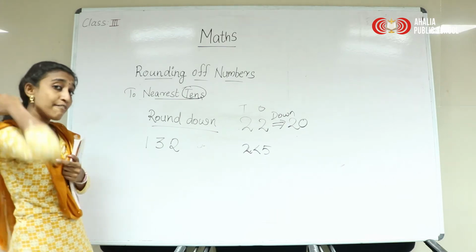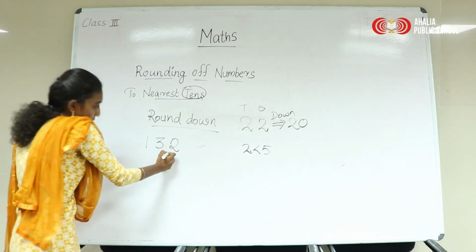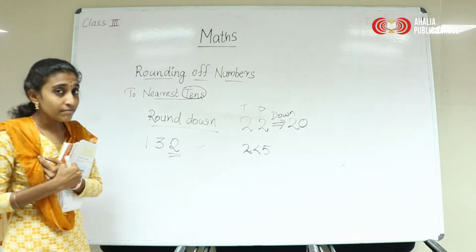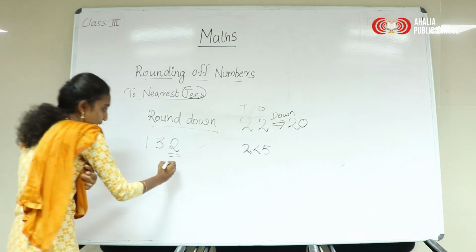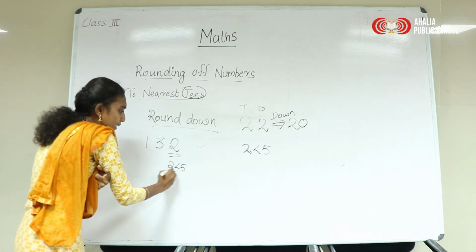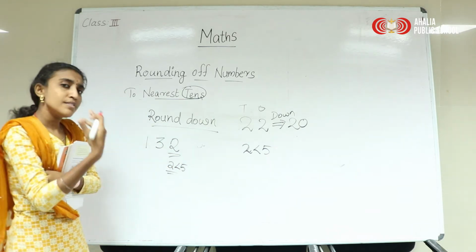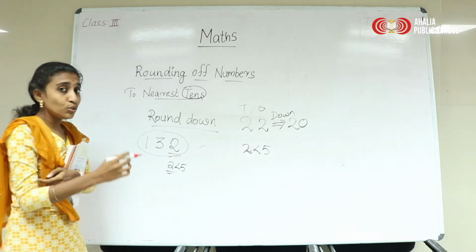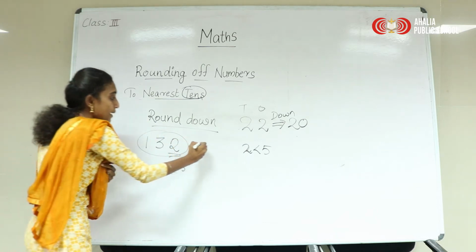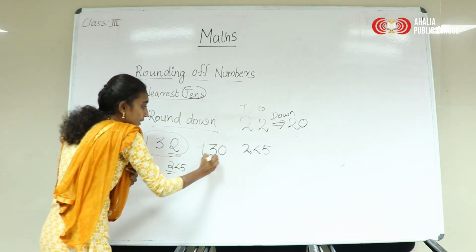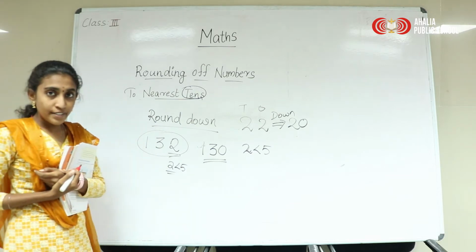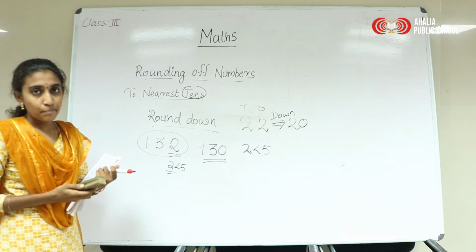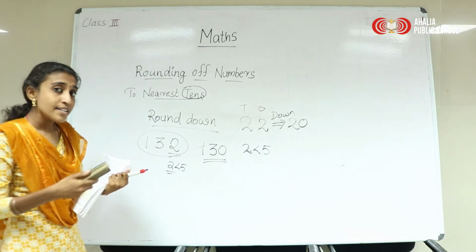132. Again we have to check what? The ones place. What is in ones place here? 2. So 2 is again less than 5. So we don't need this 2, right? So we are going to subtract this number from this whole number. So 132 minus 2. What is remaining? 130. Clear, children? So this is called rounding down the number.